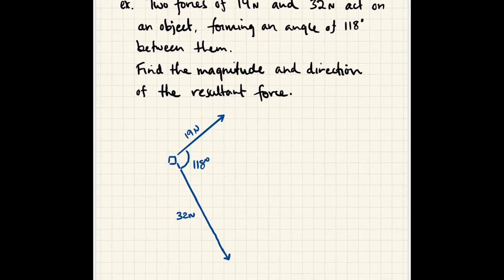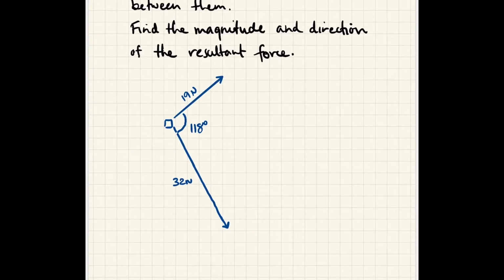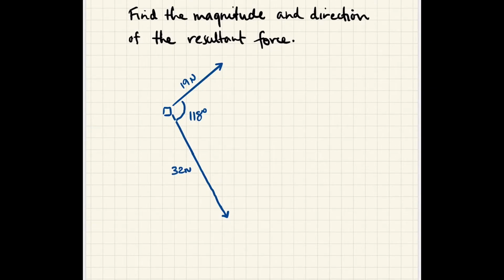All you have to do is take one of these vectors and move it so that the tail of that vector is on the tip of the other vector. So I'll move the 19 and we'll put it at the end of the 32 here. It's about like so. And our resultant vector is going to be that guy. So that's the vector we're interested in.